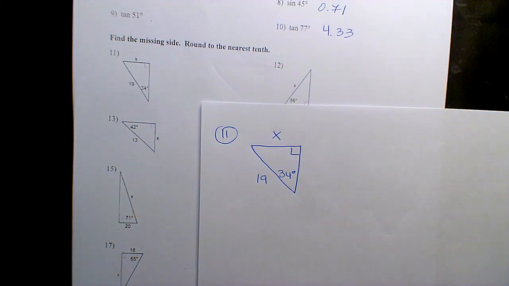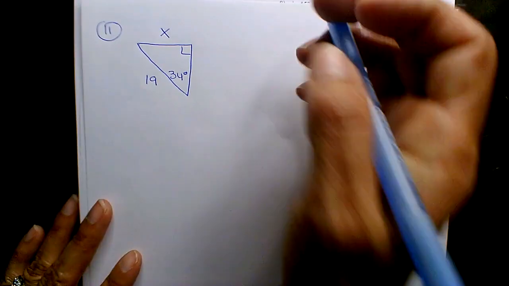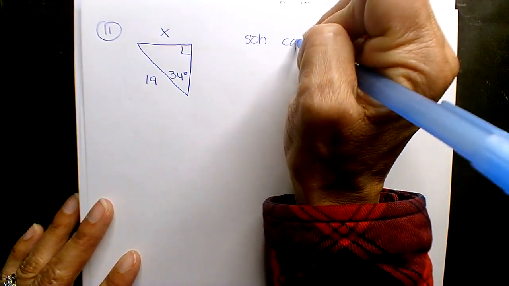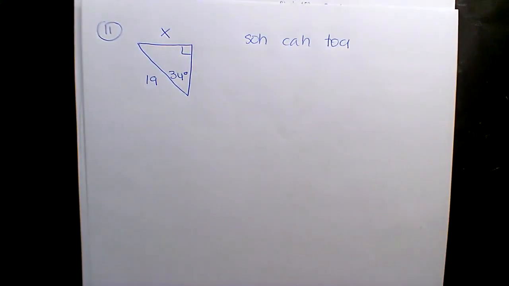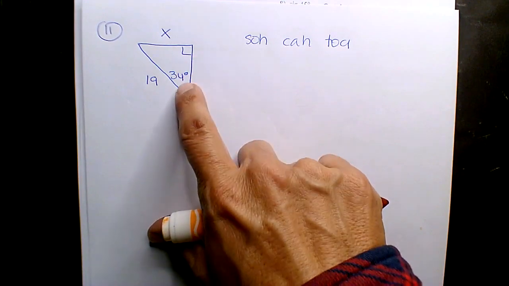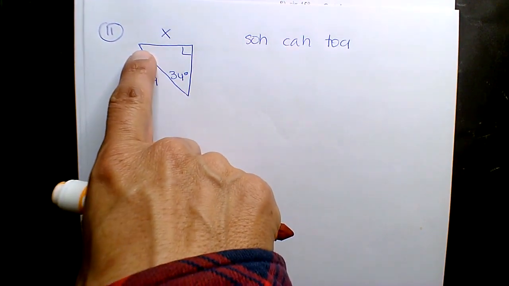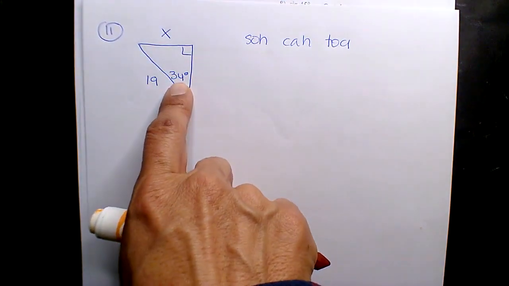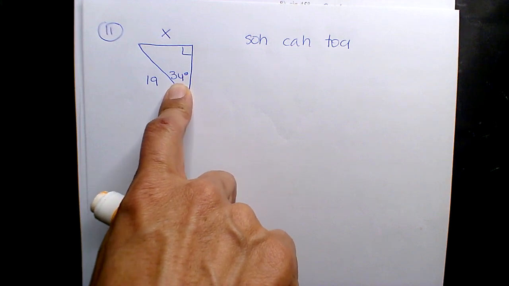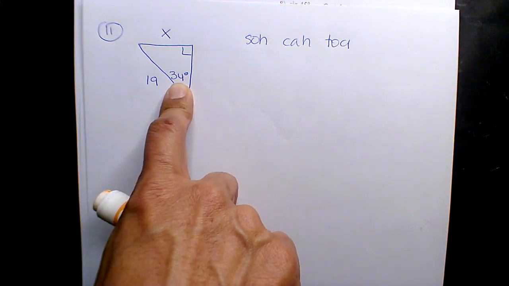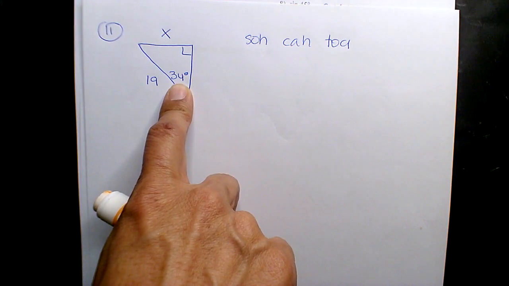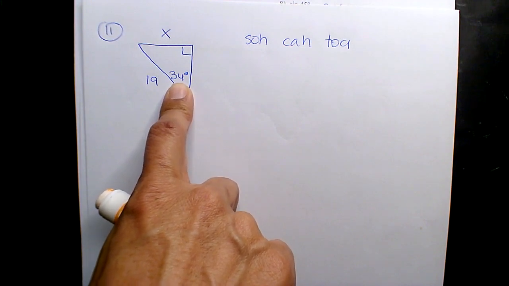All right, so look, we got to do our SOHCAHTOA. You have to know the angle you're focused on. Do you notice that's a 90, that's a 34, and this angle is missing? My acute angle would be the 34 degrees because that's the only degree I'm given, right? You don't use the 90.